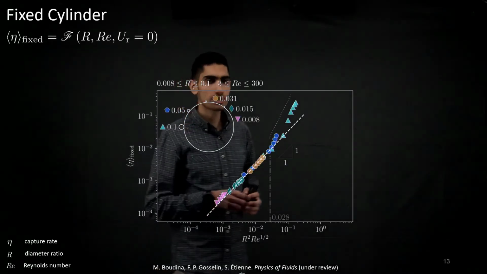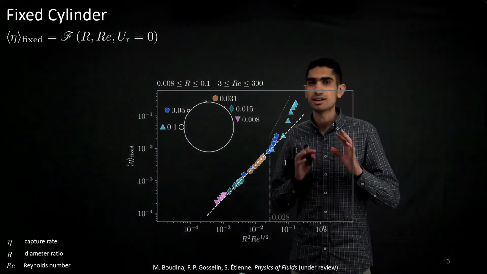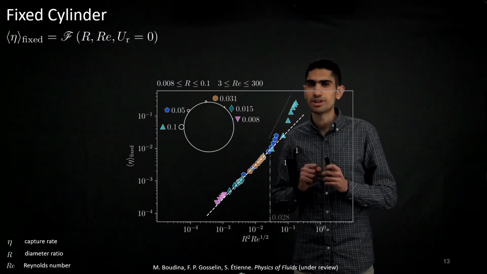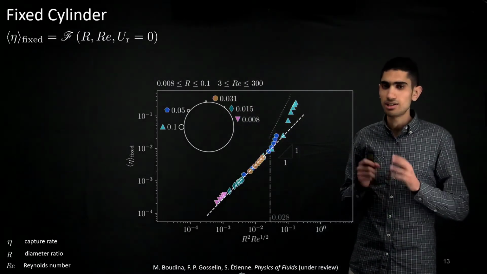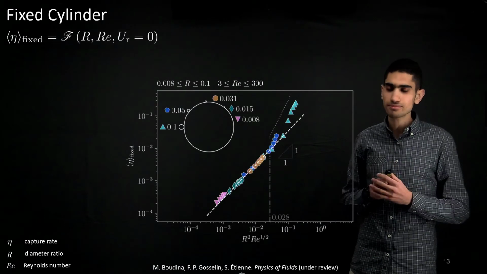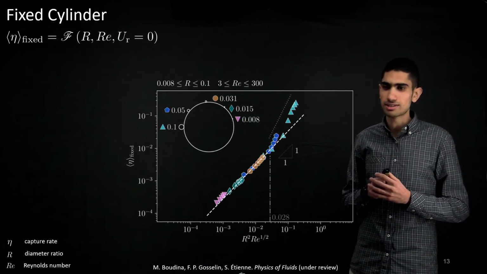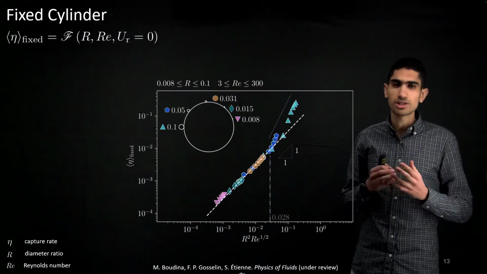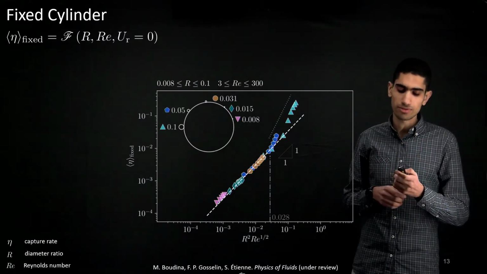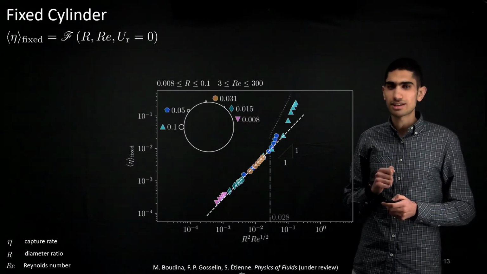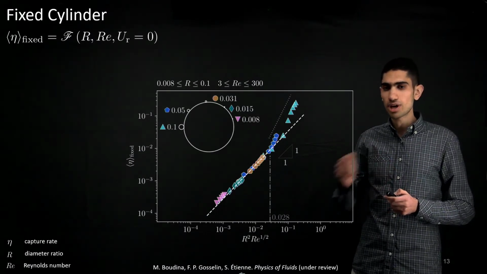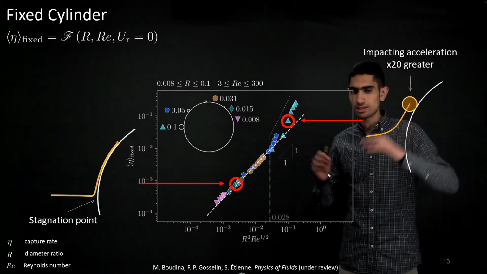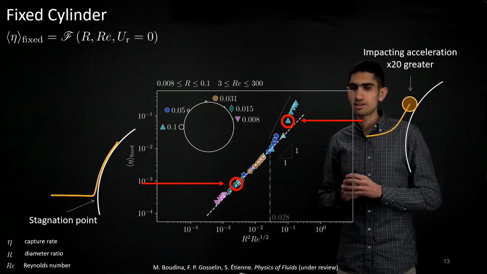So here I would like to start with a simple case of the fixed cylinder, because we are turning off this UR, which is the variable representing vibrations. Here I'm showing you the evolution of eta. What we are learning is that the capture rate increases with the size of the particle, as well as with the Reynolds number of the flow. But there's a second interesting thing here, which is this power law. We have a scaling.